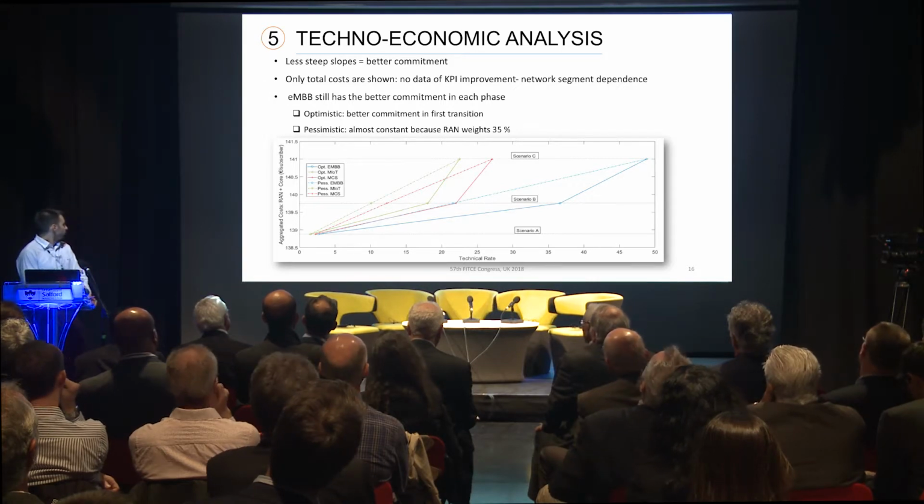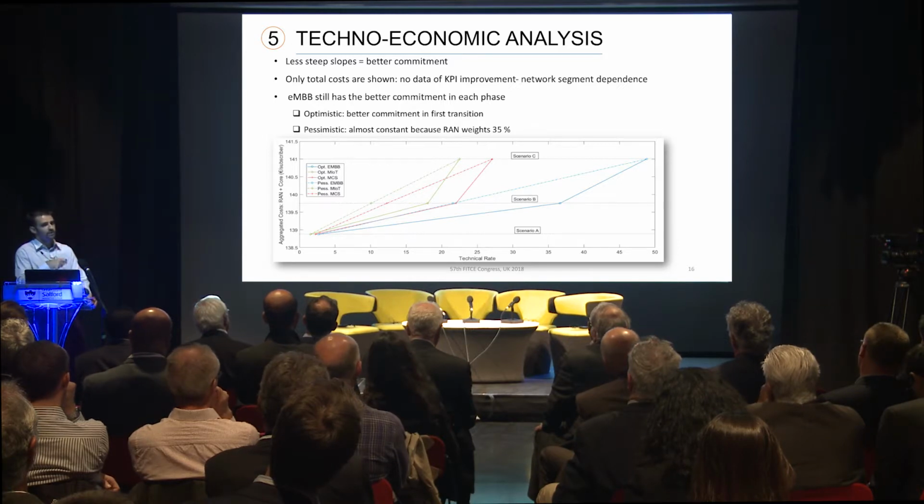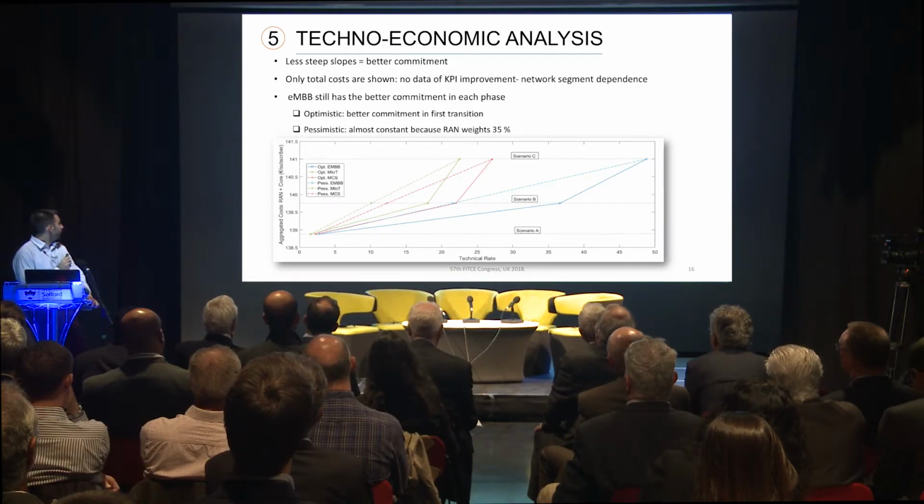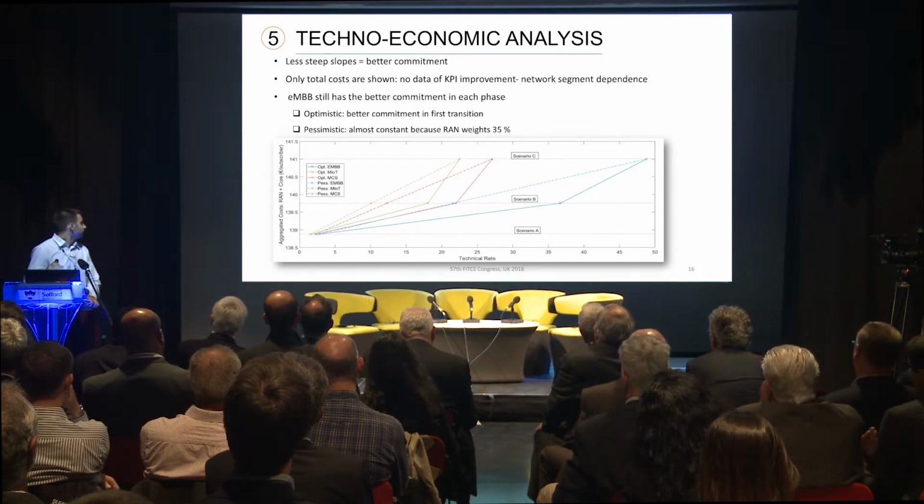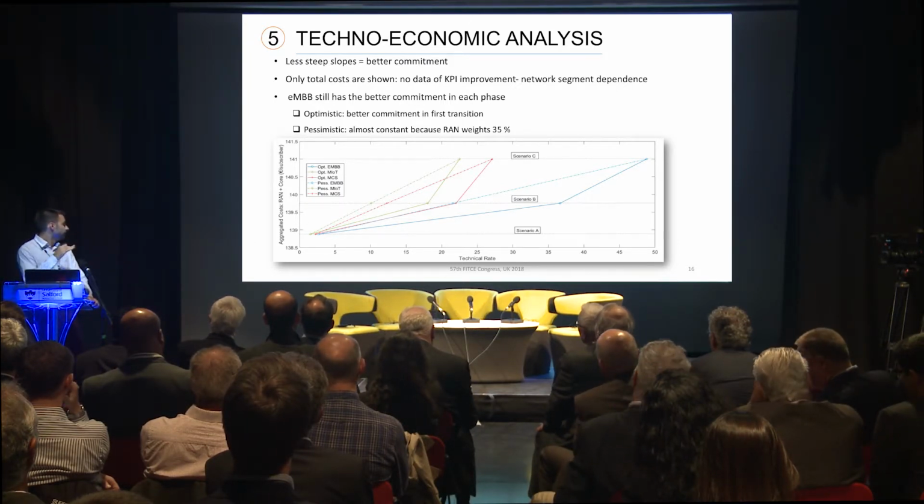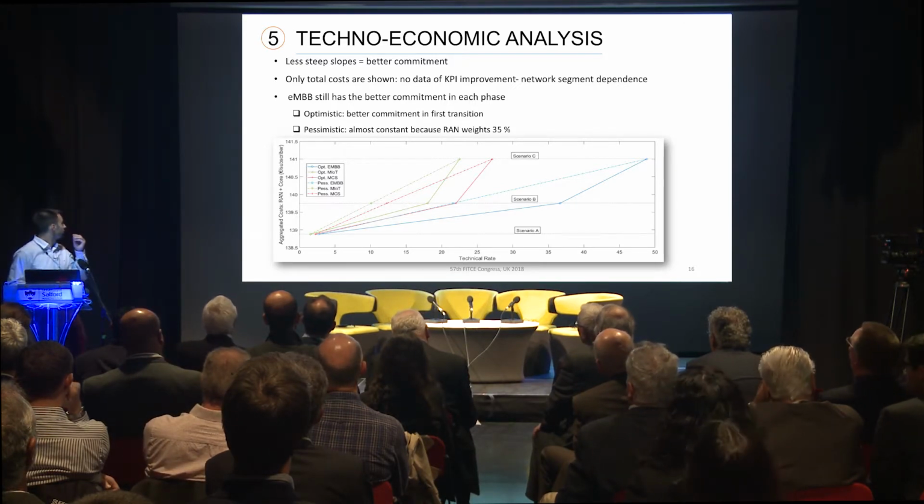Okay, and these are the core results. Here we have the technical rate, the self-metric that I have been explaining, and on the other hand, we can see here in this axis the aggregated cost. So it's the cost of the RAN plus the cost of the core. Here we have to keep in mind that the less steep slopes mean a better commitment. This means that the technical rate improves more than the cost increment.